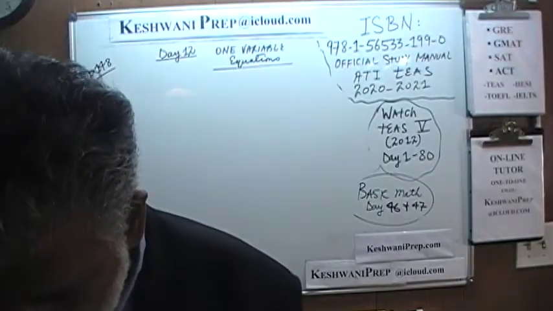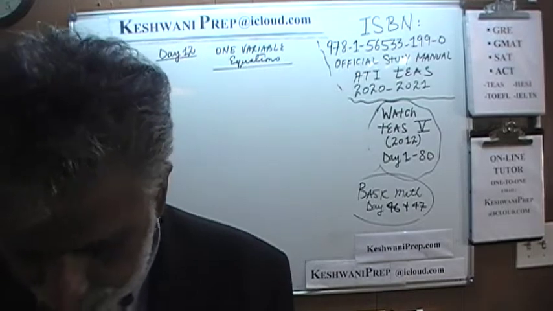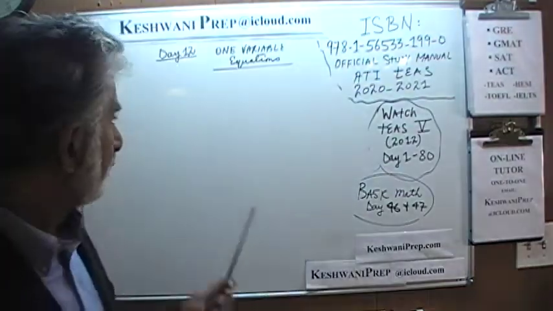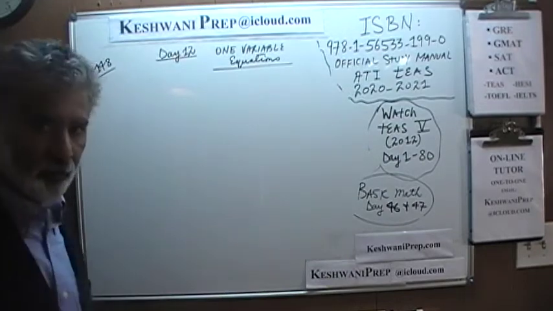Today, we'll solve some problems dealing with linear equations, simple linear equations containing only one variable, on page number 148. Turn to page 148, please. Always make sure the book is in front of you.